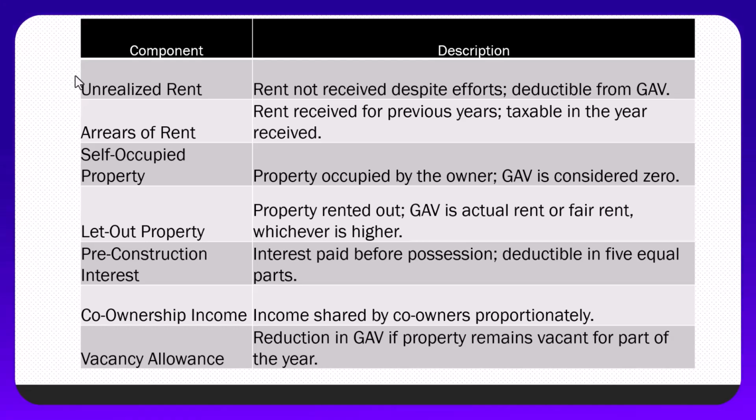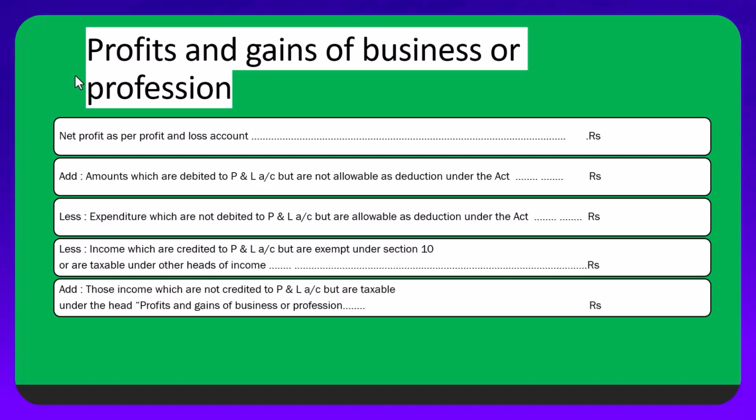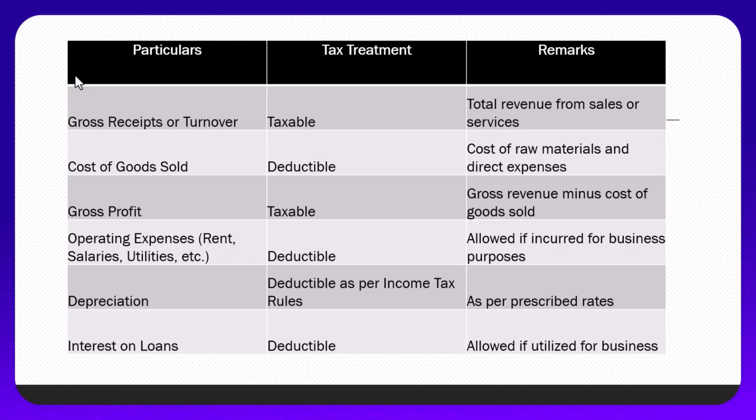So there is a reduction in GAV if the property remains vacant for part of the year. Because there is a set computation mechanism, you have to calculate what rent you could have got. But you got less because the house was lying vacant, so you can claim the deduction.